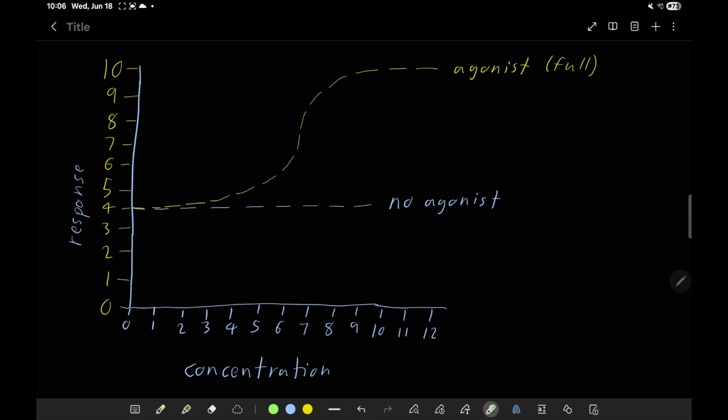Okay, so then when you add an agonist, what happens? Well, like we said, it binds to your receptor proteins and changes the conformation so that more response can occur. So response levels will increase above constitutive levels.